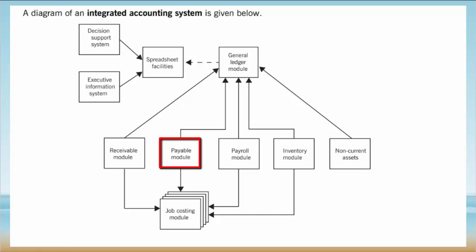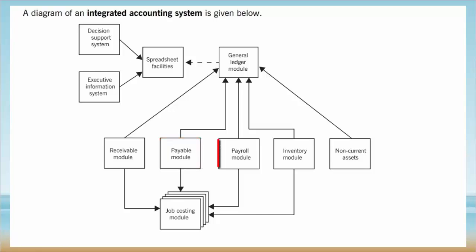If the purchase belongs to a project, the payable module also notifies the job costing module so that materials or subcontractor charges are assigned to the right job. When the bill is paid, the payable balance drops and the general ledger reflects the cash outflow automatically. Again, detail lives in payables. The official totals live in the general ledger.